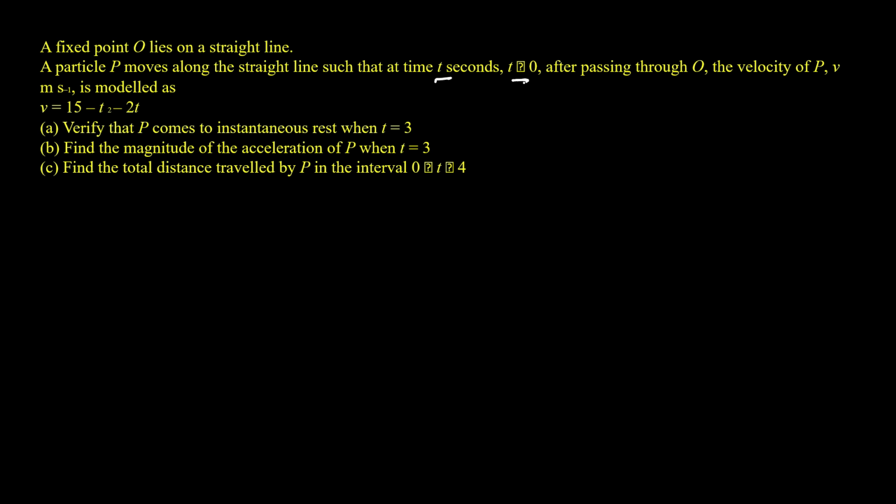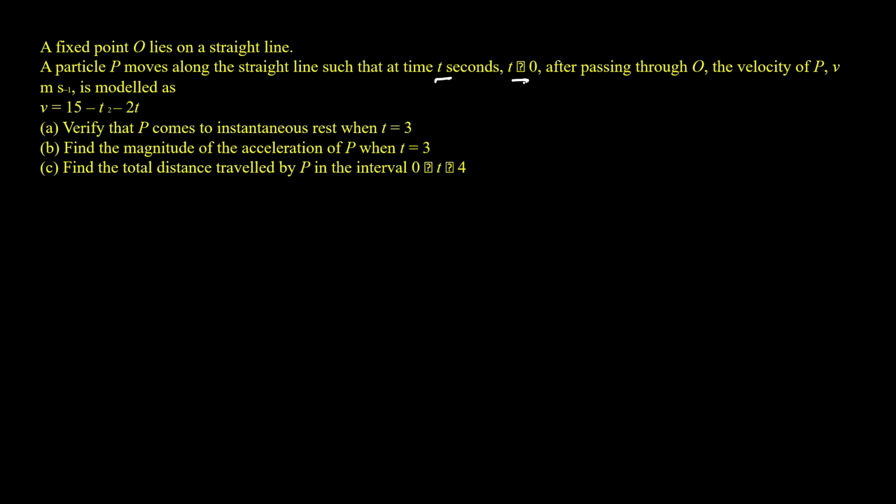The velocity of a particle is modeled as 15 minus t squared minus 2t. Verify that P comes to instantaneous rest when t equals 3. Find the magnitude of the acceleration of P when t equals 3. Find the total distance traveled by the particle in the interval t equals 0 to t equals 4.